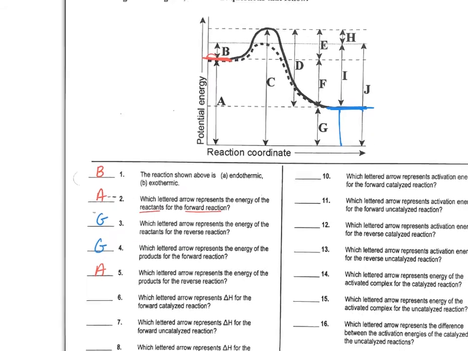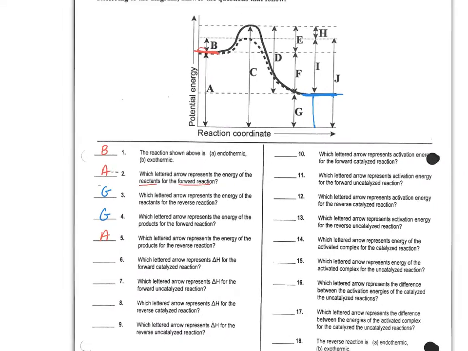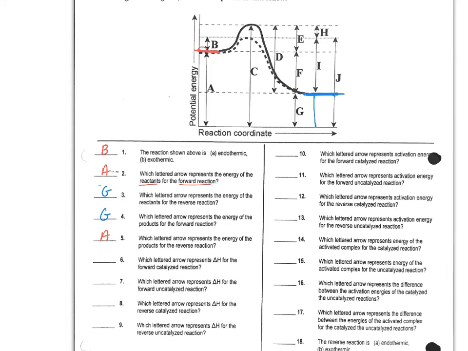Now, these next few questions, 6 through 9. Which lettered arrow represents delta H for the forward catalyzed reaction, uncatalyzed reaction, and then reverse catalyzed and uncatalyzed reaction? All right, these all have to do with delta H, the change from beginning to end. So the change from beginning to end is based on the beginning and the end. Okay, so that's this region here. The arrow that matches up with this region is letter F.